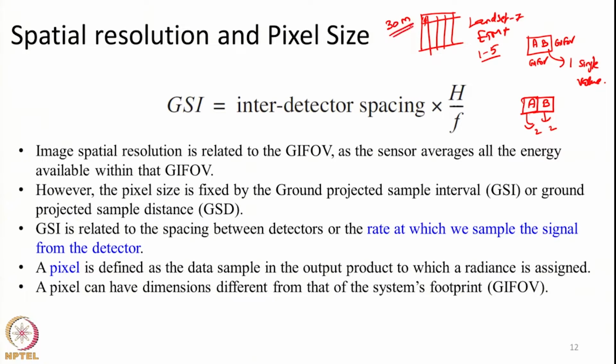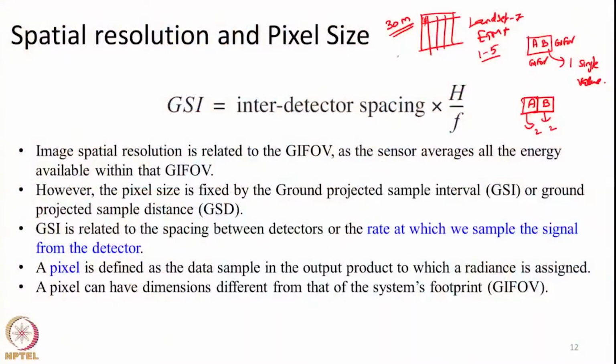So that means each pixel corresponds to a ground area of 30 meters on the x axis and 30 meters on the y axis. It is like a square pixel. So that is the meaning of pixel size.